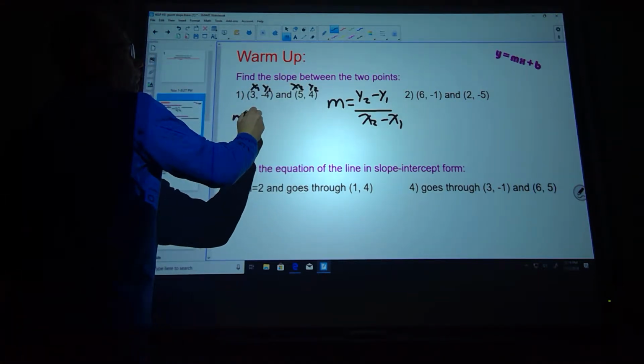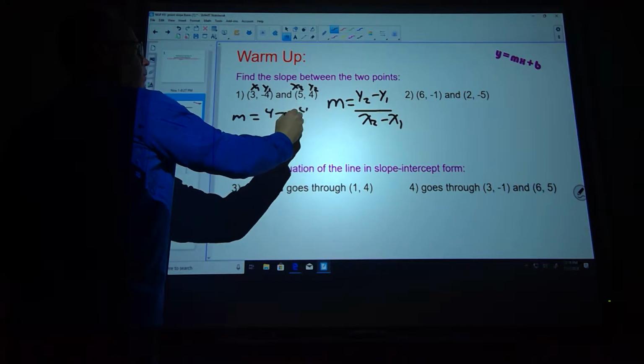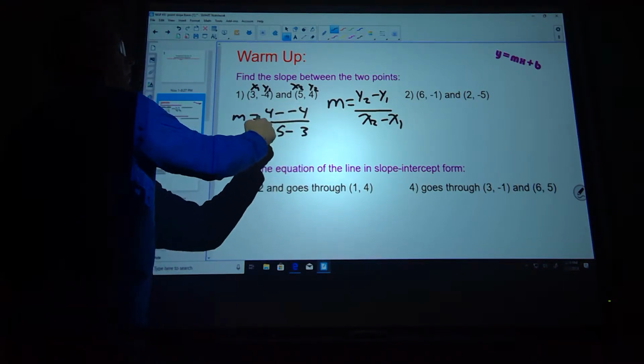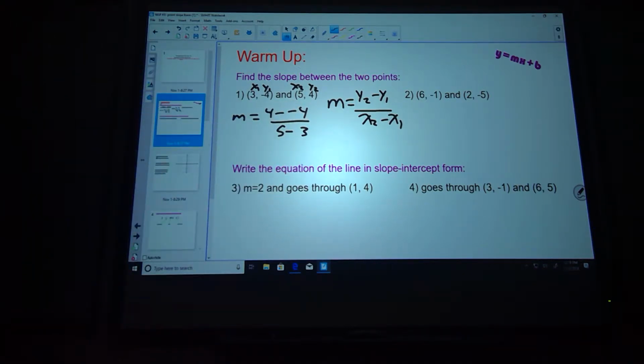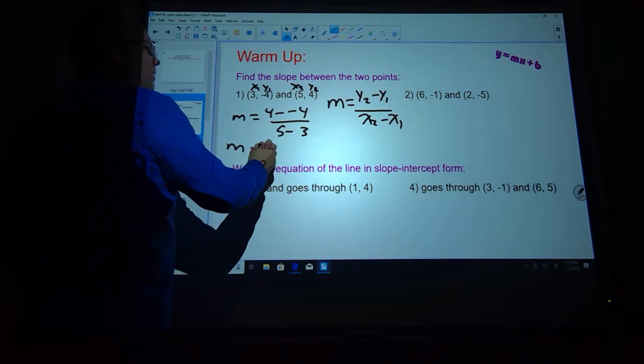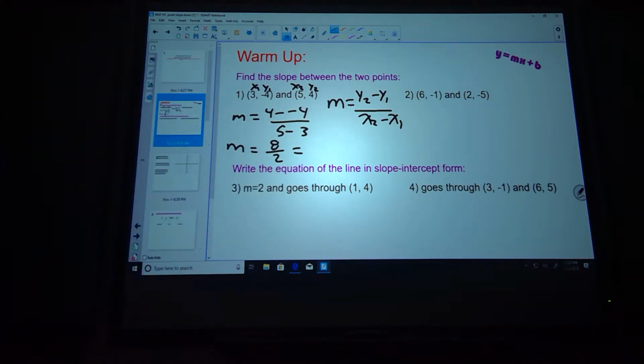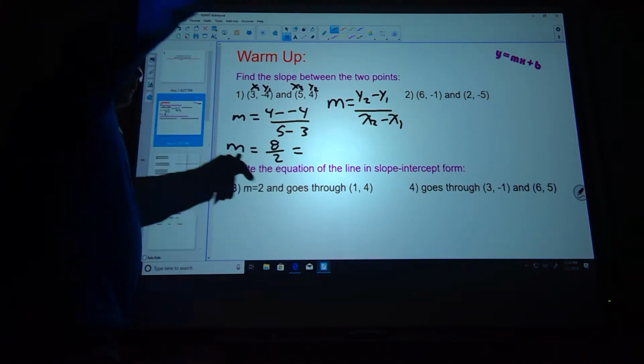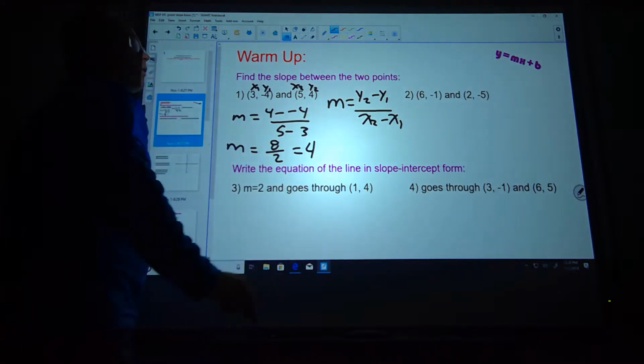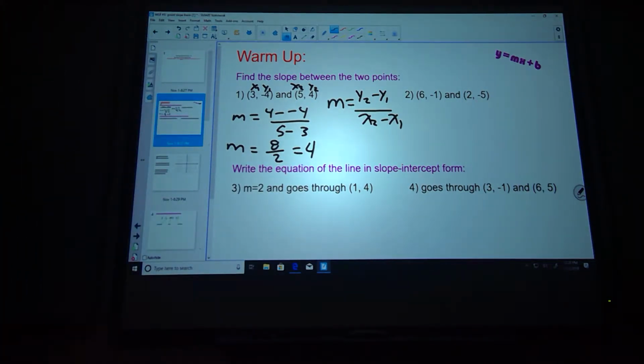Plug them in. You get 4 minus minus 4, over 5 minus 3. What's 4 minus minus 4? Positive 8. And that's over 2. 8 over 2 reduces to 4 over 1. 4 over 1 is just 4. Is that okay? So that's the first problem.